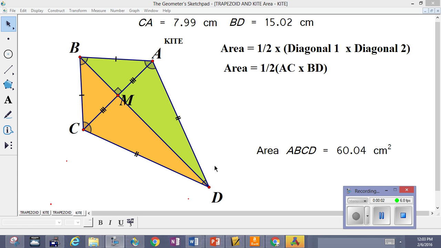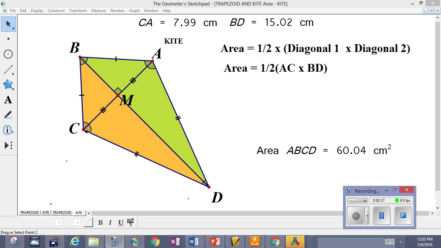Okay, guys, we're here. We're looking at our kite, and of course, we should remember that the kite, by definition, has two sets of adjacent congruent sides. But the thing we want to remember about the kite is the diagonals. As I hope you remember, the diagonals are perpendicular, and one diagonal bisects the other. So in other words, the diagonals form a cross shape.